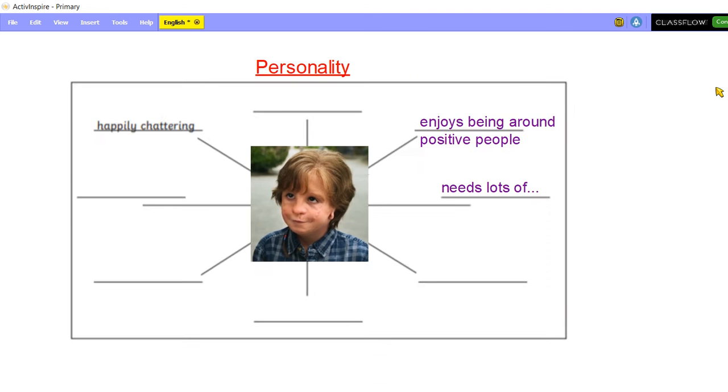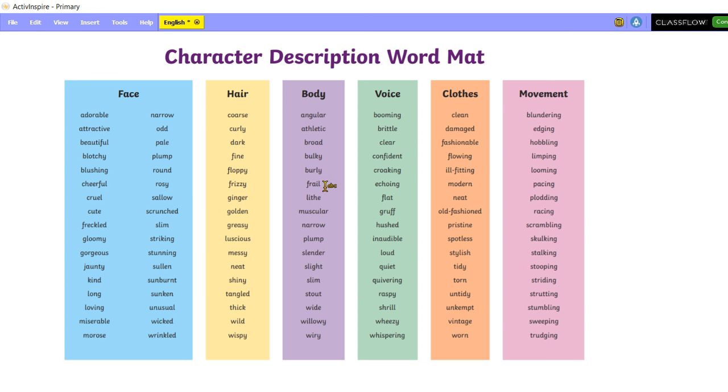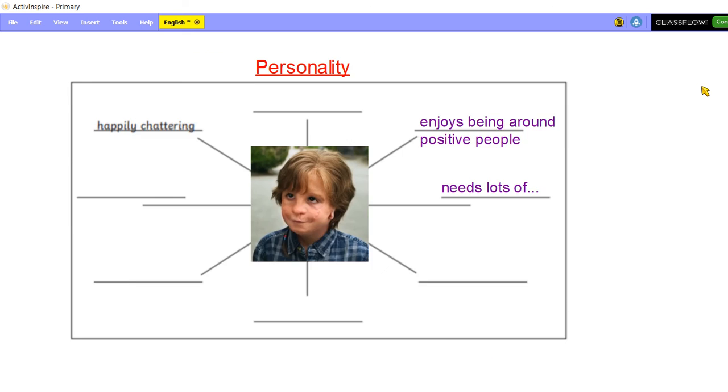Okay, so let's whiz back and see now something about his voice. Do we imagine he's going to have a big booming voice? Is he going to be clear and confident, or actually is he going to be a bit croaky, maybe a bit hushed? Could be quivering and raspy. Well, I like the word raspy. I'm going to include that.